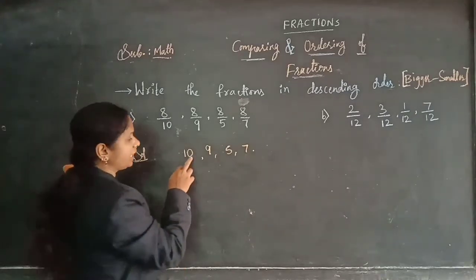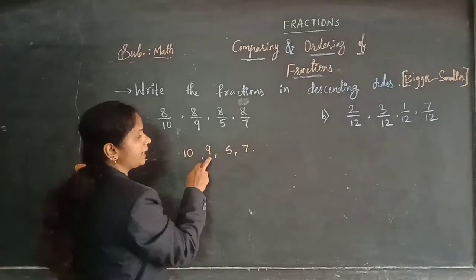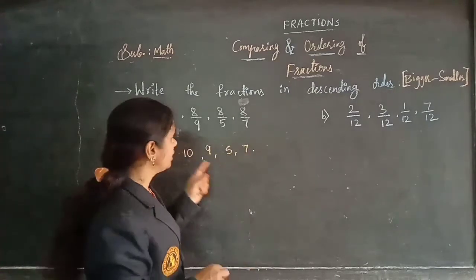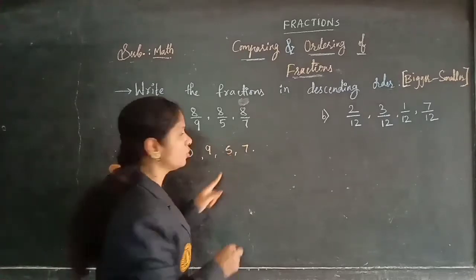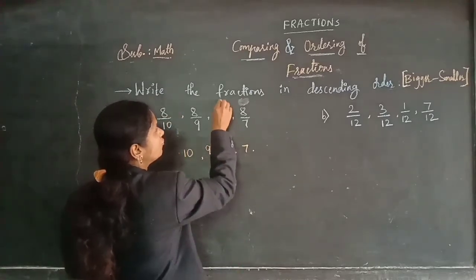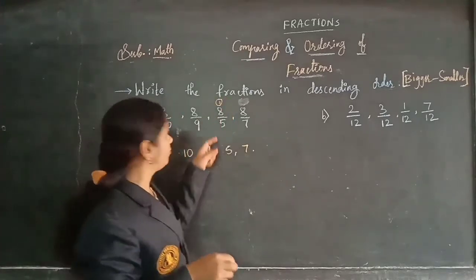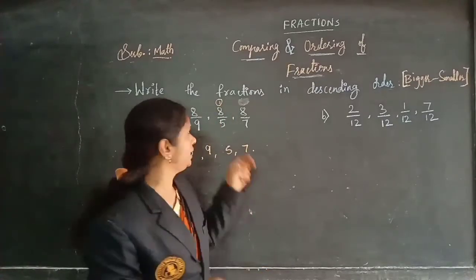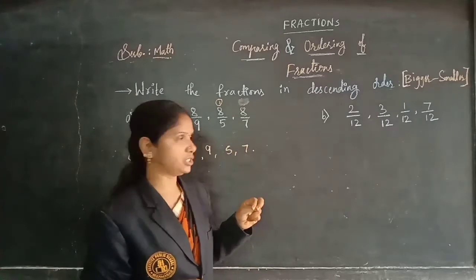Okay, I am taking here the denominators, children: 10, 9, 5, 7. In these 4, what will be the smaller? The smaller will be the 5, so it will be in the first position. It means 8 by 5 will be the bigger fraction, so it takes the first position.